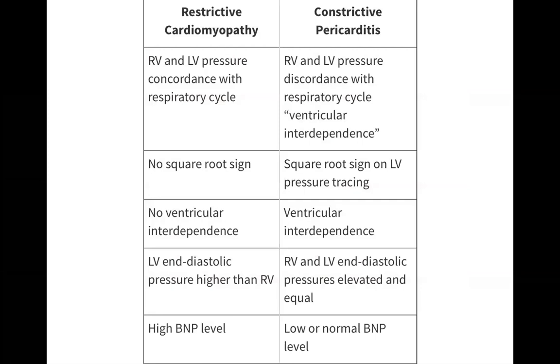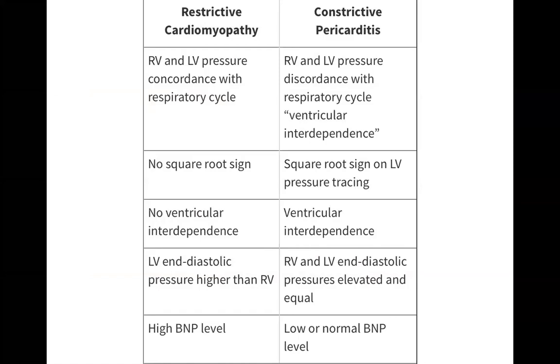So this is a very important thing. This is another table, but this is okay. How do we really differentiate between restrictive cardiomyopathy and constrictive pericarditis? As I said, in restrictive cardiomyopathy, RV and LV pressure are concordant with the respiratory cycle. What does concordance mean? That means it will be similar to normal people. When you take a deep breath, your RV pressure will increase, your LV pressure will go down. And this is what you call ventricular dependence.